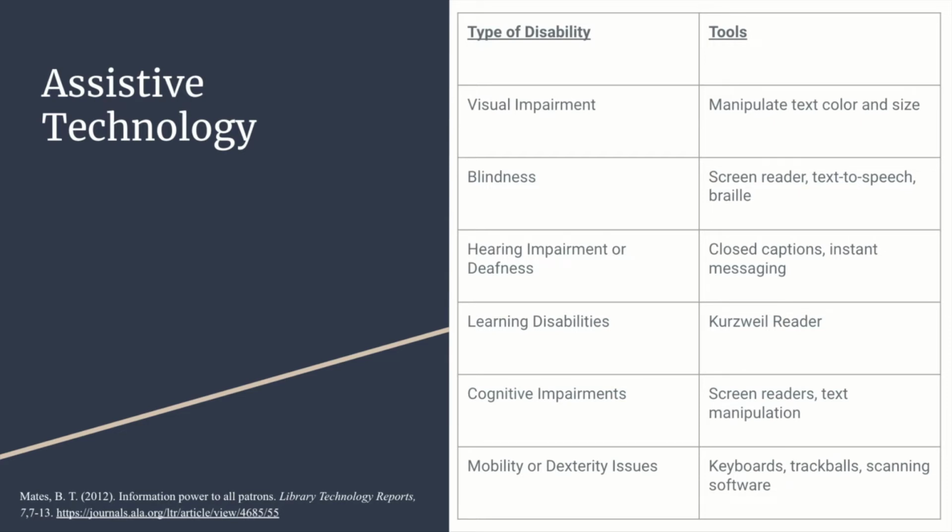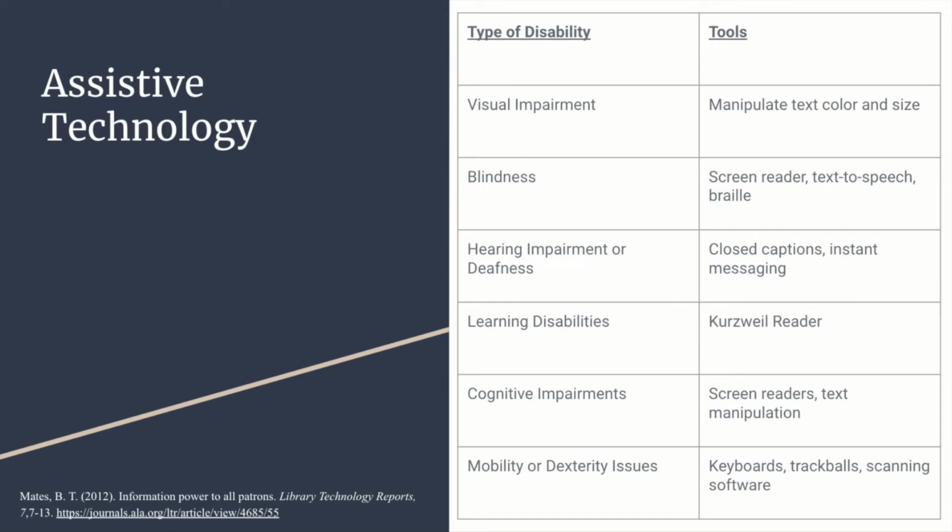MATES provides the following definitions and tools. Visual impairments, a broad-based term used to describe many vision problems, with the more severe ones including macular degeneration, color blindness, or poor vision. A tool that might help people in this group is the ability to manipulate the size and color of text.